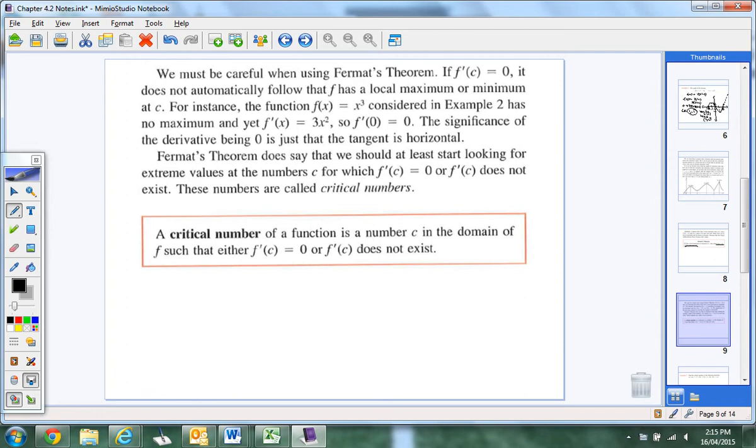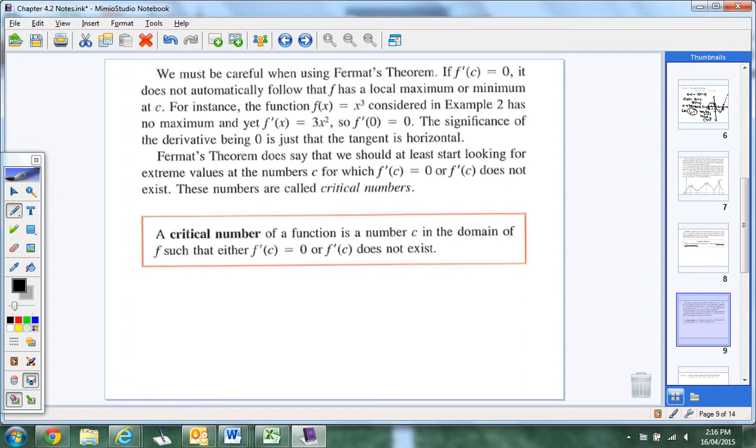For instance, the function x cubed has no maximum, yet f prime is 3x squared. So by making that 0, 3x squared would be 0, but that wasn't a max. The significance of the derivative being 0 is just a tangent to the horizontal. That's what we're talking about. The 0 is the part where it changes direction, but it does not necessarily mean it's a max or min.